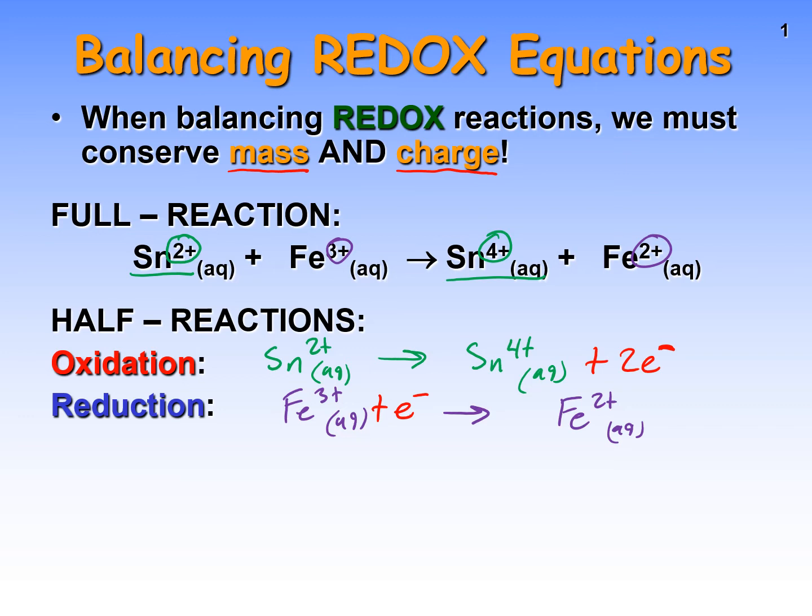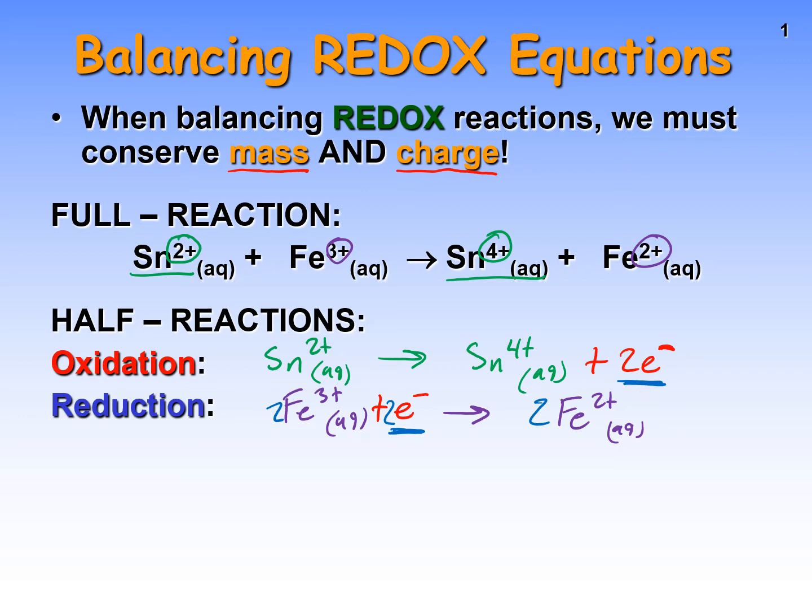Now, in order to finish, typically we'll add both of our half reactions back together to get our full reaction. However, what we need to make sure of first is that the number of electrons in our 2 half reactions is equal, and they're not. So how do we fix this? We multiply this whole second half reaction by 2, and that'll give me a 2 here, a 2 here, and a 2 here.